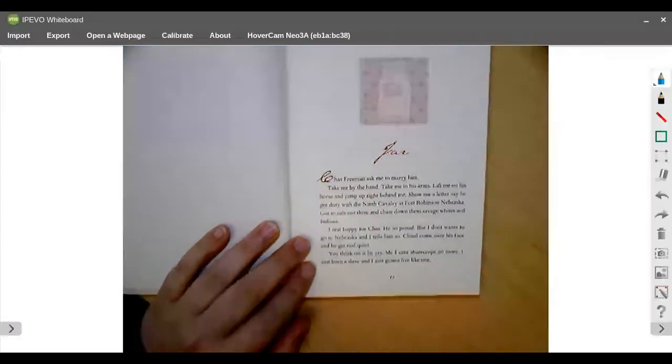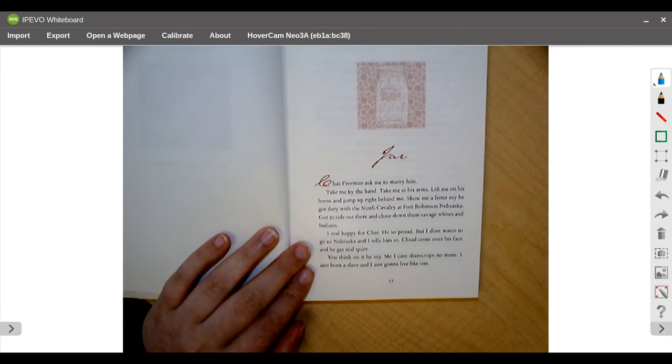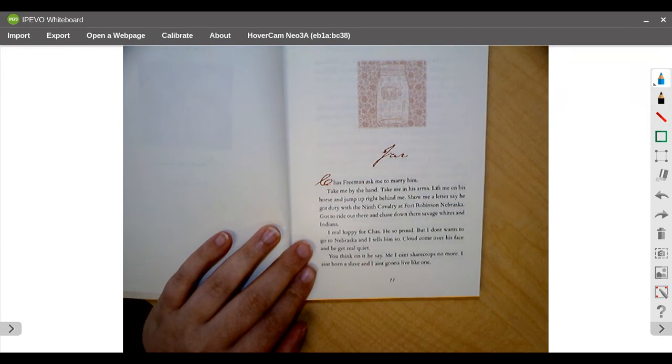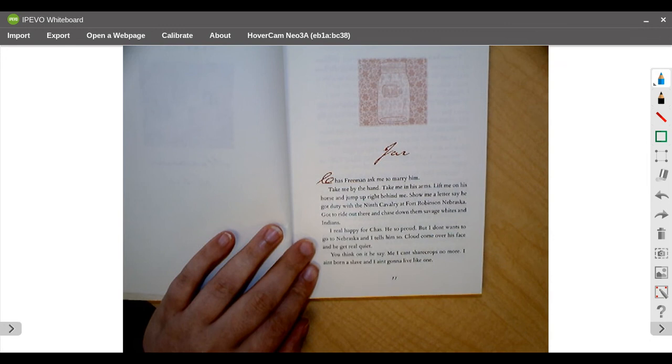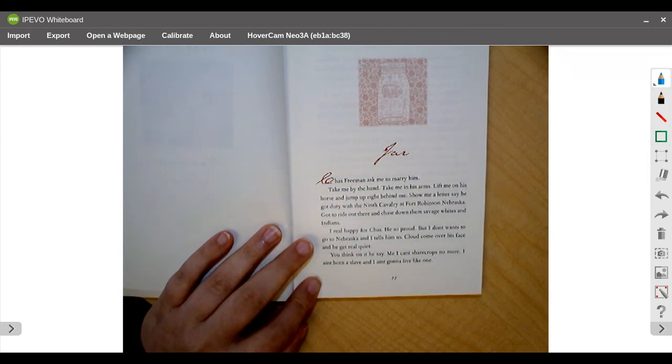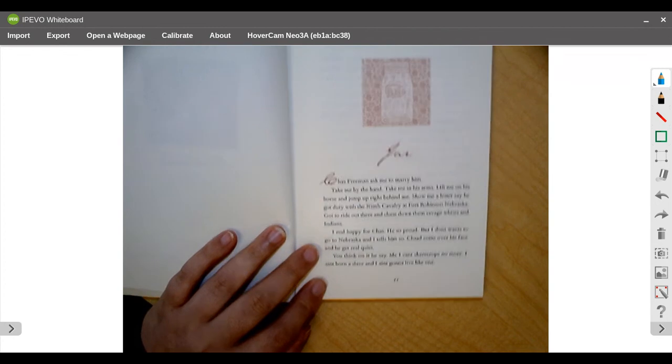He has Freeman ask me to marry him. Take me by the hand, take me in his arms, lift me on his horse and jump up right behind me. Show me a letter, say he got duty with the 9th Cavalry at Fort Robinson, Nebraska. Got to ride out there and chase down them savage whites and Indians. I'm real happy for Chaz. He's so proud. But I don't want to go to Nebraska, and I tells him so. Cloud come over his face and he get real quiet. You think on it, he say. Me, I can't share crops no more. I ain't born a slave, and I ain't gonna live like one.